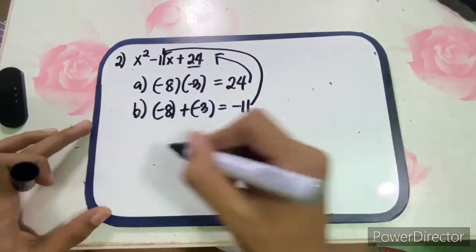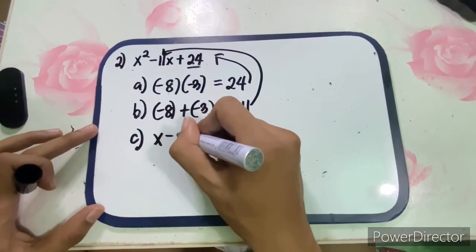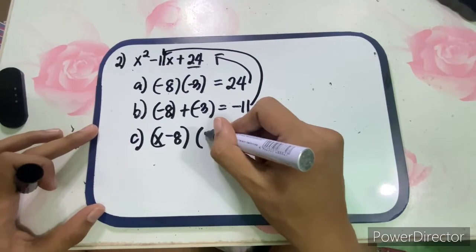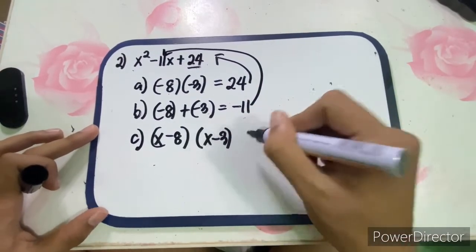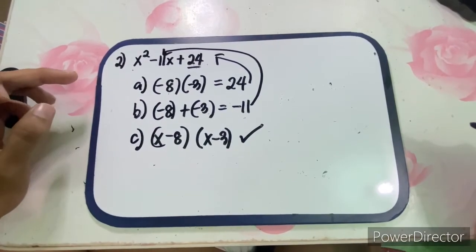So they are equal, right? Negative 11. Therefore, we can write x minus 8 multiplied by x minus 3. Therefore, these are the factors of x squared minus 11x plus 24.